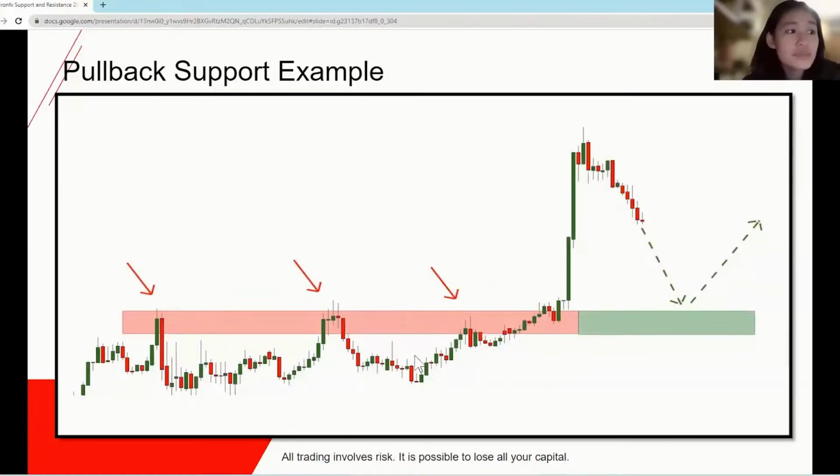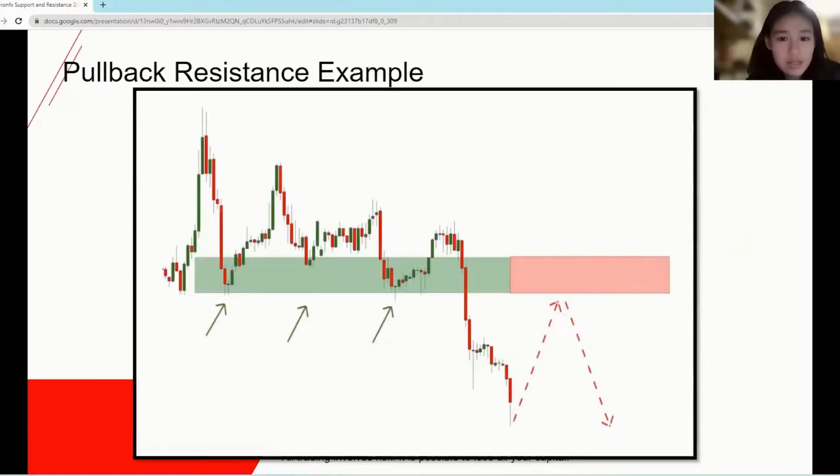So it's basically when price breaks out of this resistance or support, then it becomes a pullback support or resistance. Okay, here's another example. Here we have a multiple swing low support level. You can see these 3 arrows. So it's more of an area than specifically one level.